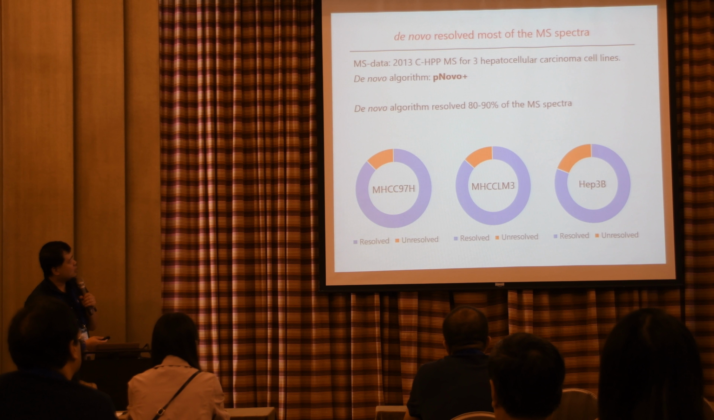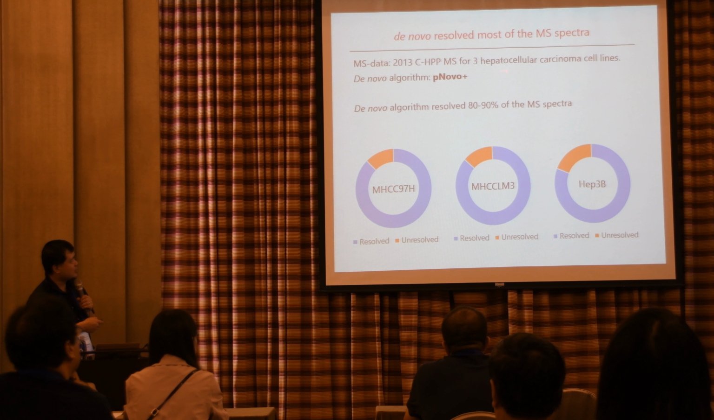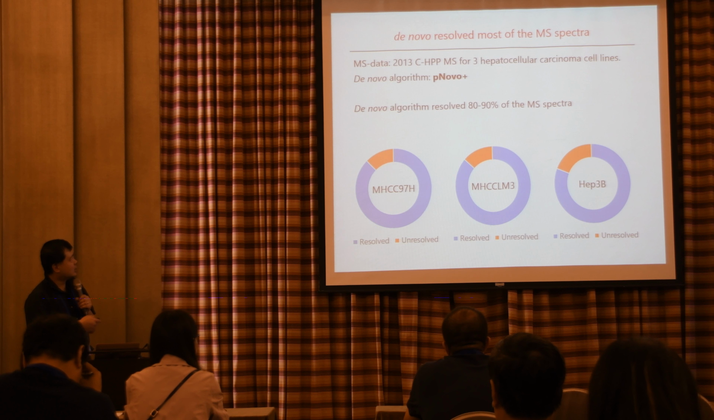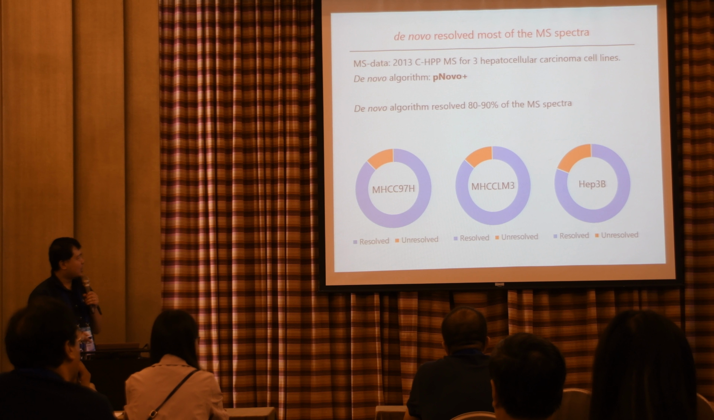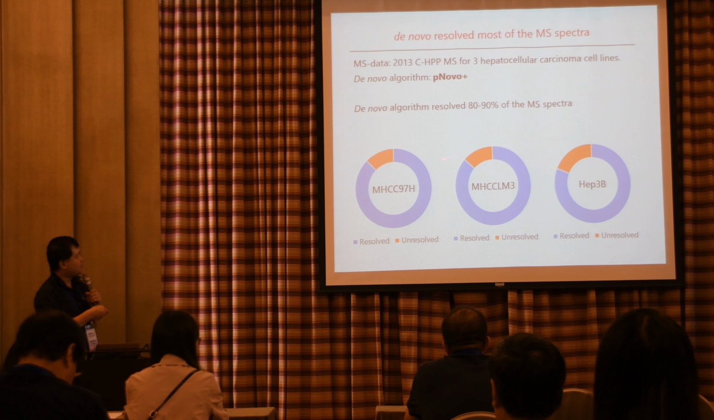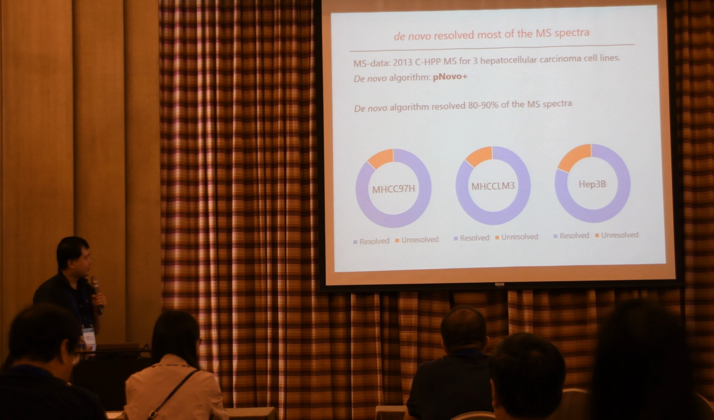To assess this, we have to use some mass spec data. So we use the mass spec data for 3 hepatocellular carcinoma cell lines in CHBP approach in 2013. And we used the de novo algorithm of pNovo plus. So after the de novo sequencing, pNovo plus resolved 80 to 90% of the mass spectra, which is pretty high.